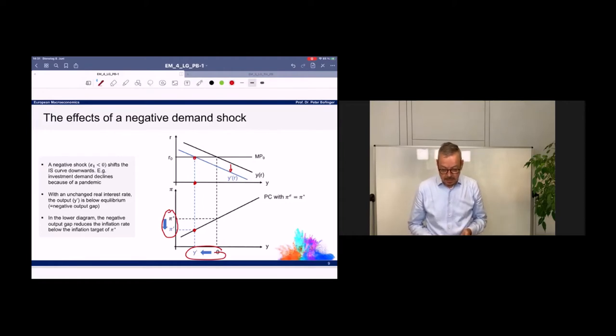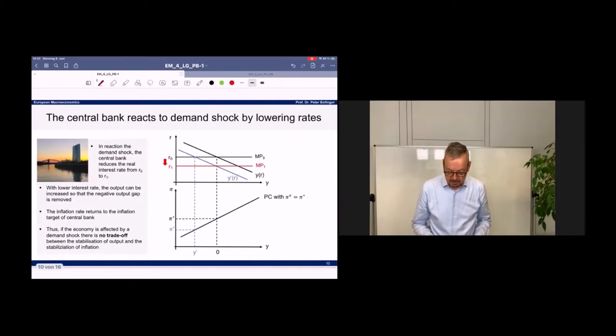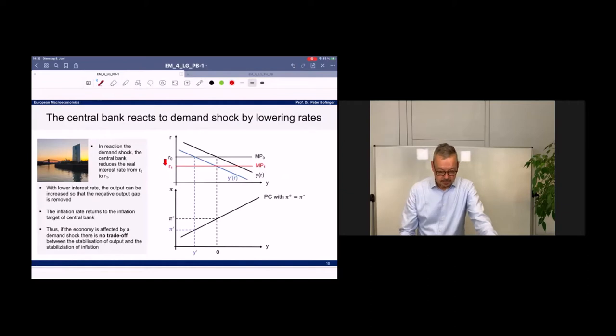And what can the central bank do? Well, the answer is relatively simple. The central bank just reduces the real interest rate in a way that for the new, lower IS curve, we come back to zero output gap. And with the zero output gap, we also come back from the situation with a negative inflation gap back to our inflation target. So that's as simple as that.